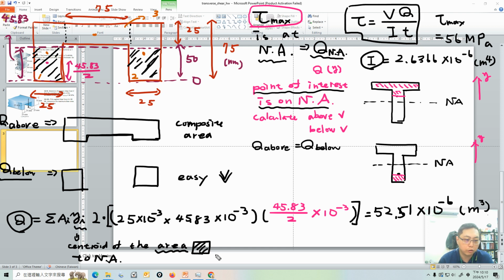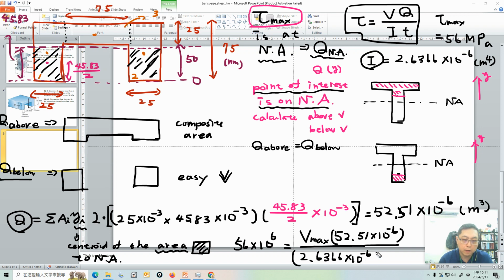Okay, so the shear stress is 56 times 10 to the power minus 6 megapascal, equal to the maximum shear force, which we don't know. That's what we want to calculate. So our Q is 52.351 times 10 to the power minus 6, and our I is 2.6366 times 10 to the power minus 6.